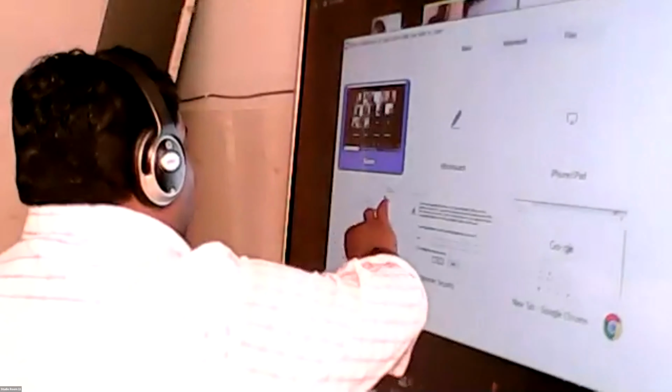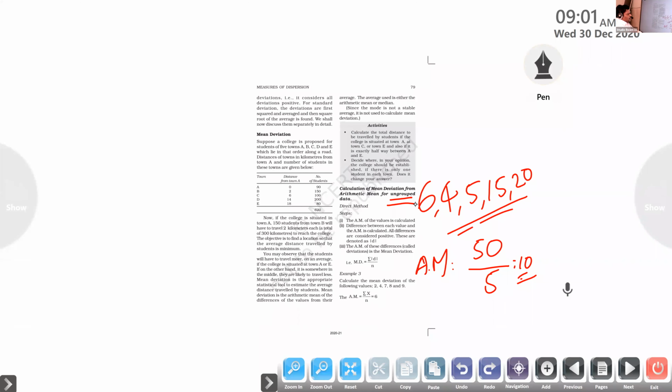So I hope this idea is clear: how to find out the mean deviation for ungrouped data. Going for one more example.